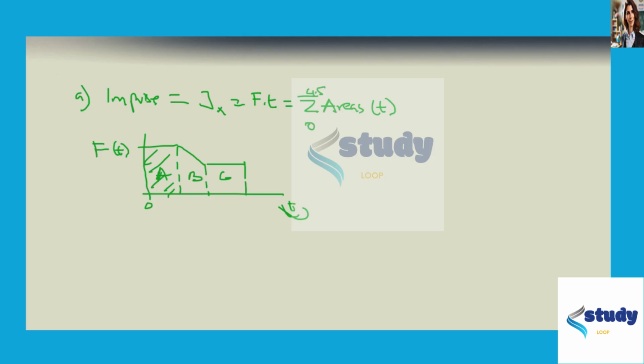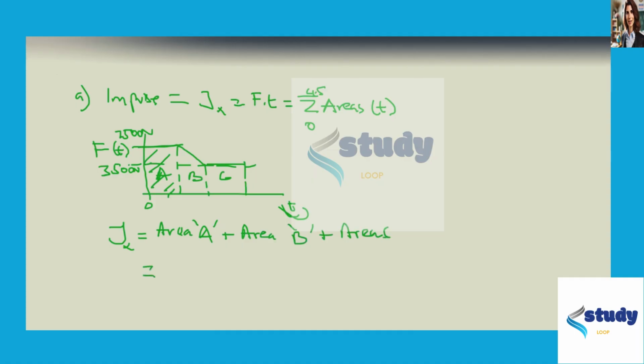So then we'll say this point right here, the upper point is 7,500 newtons. That's this level. And the second level is 3,500 newtons. So the impulse, Jx, is area A plus area B plus area C.